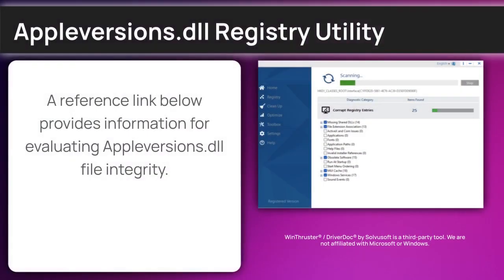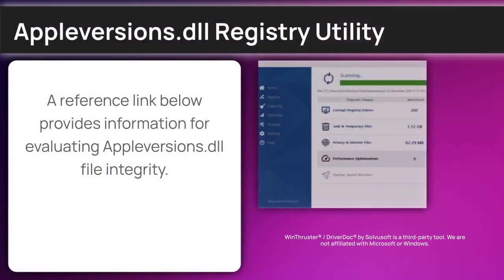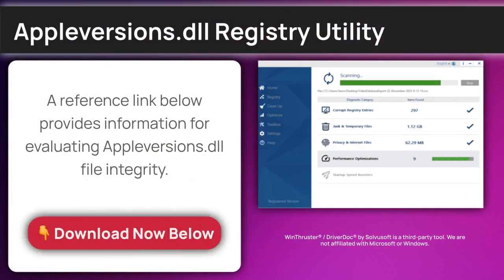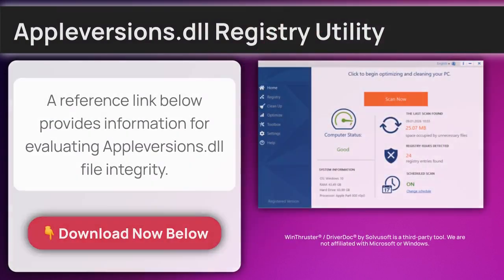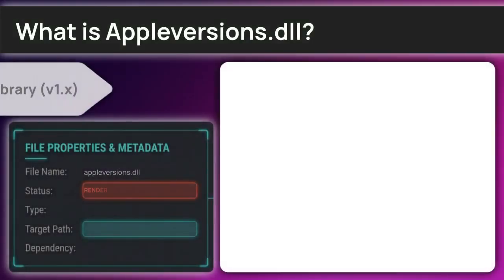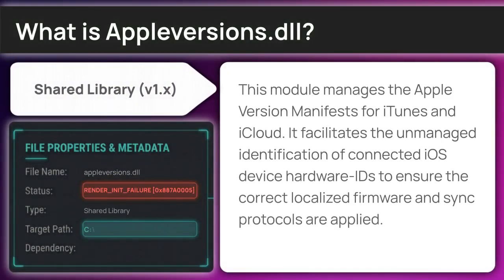Before we get started with Appleversions Library, you may want to try the diagnostic path below to ensure your system is properly synchronized. This is the Appleversions Library. This module manages the Apple version manifests for iTunes and iCloud. It facilitates the unmanaged identification of connected iOS device hardware IDs to ensure the correct localized firmware and sync protocols are applied. Now that you have the context, let's move into the repair process with a fresh installation.